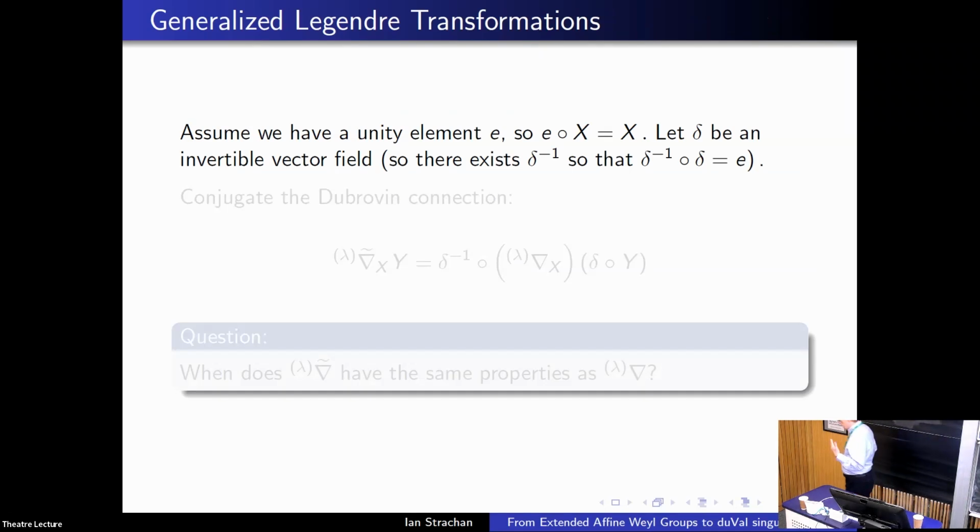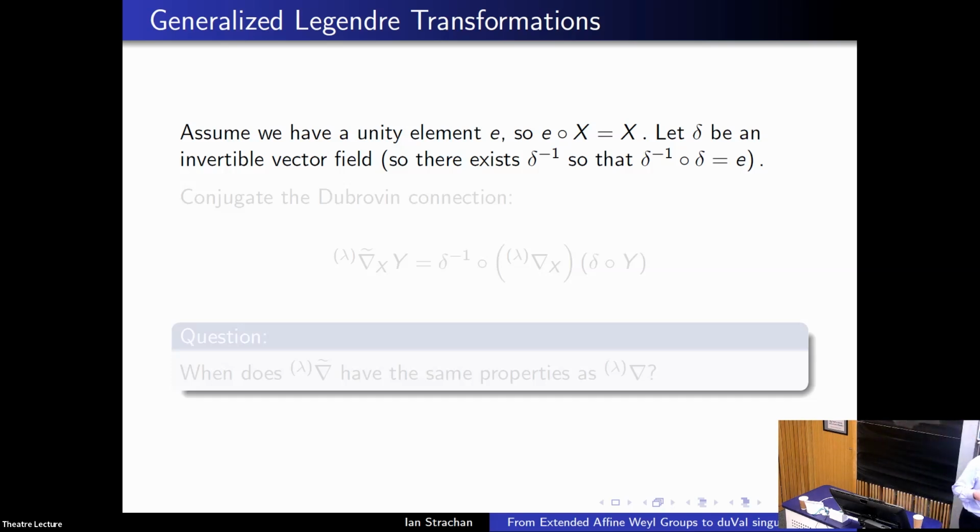So there are going to be two ways to generate new solutions from old solutions. The first one is known as a Legendre transformation, or indeed a generalized Legendre transformation. I'm going to put into the story an identity vector field, little e, so e times x is x, and I'm going to consider some vector field delta, and I'm assuming that the inverse vector field exists.